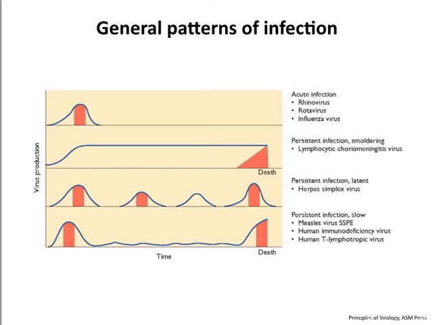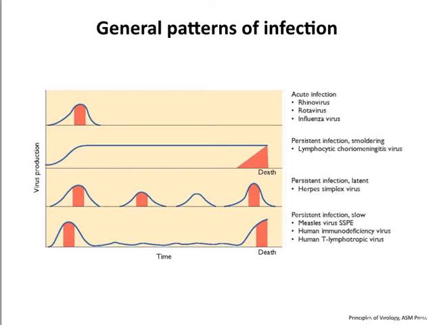Study it. Okay? It's not much to study. This is an acute infection up here that we talked about last time. We're looking at virus production in the blue line, and disease is the little red bar. So in an acute infection, here's the lifetime of the host, and here's a blip of virus production, disease, and it's done. These are some of the acute infections that we talked about last time.